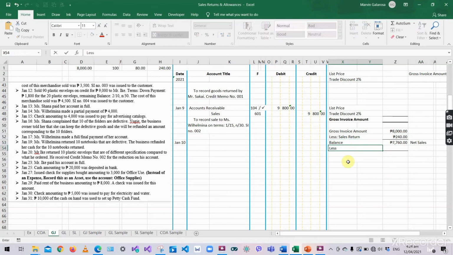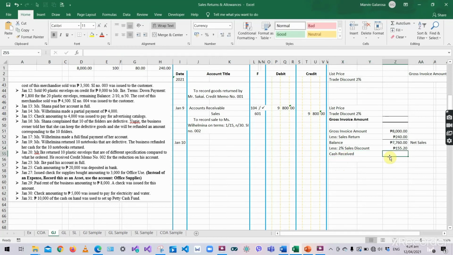So, less 2% na sales discount. So, multiply natin si 7,760 by 2%. 155.20. Cash received: 7,760 minus 155.20, 7,604.80.